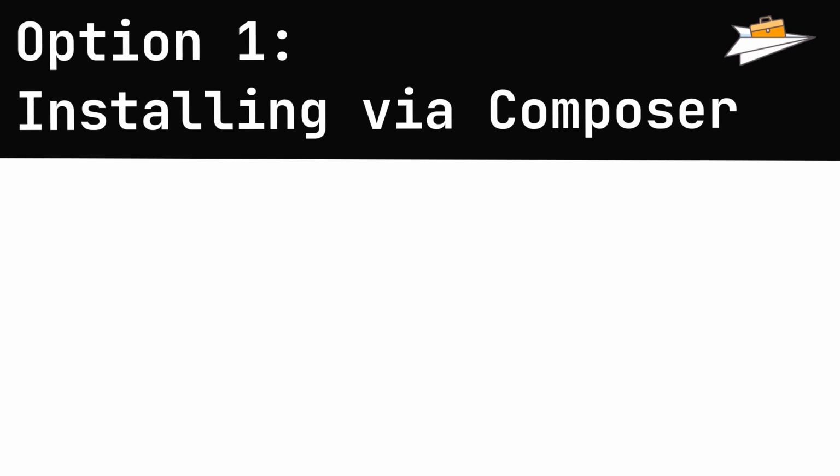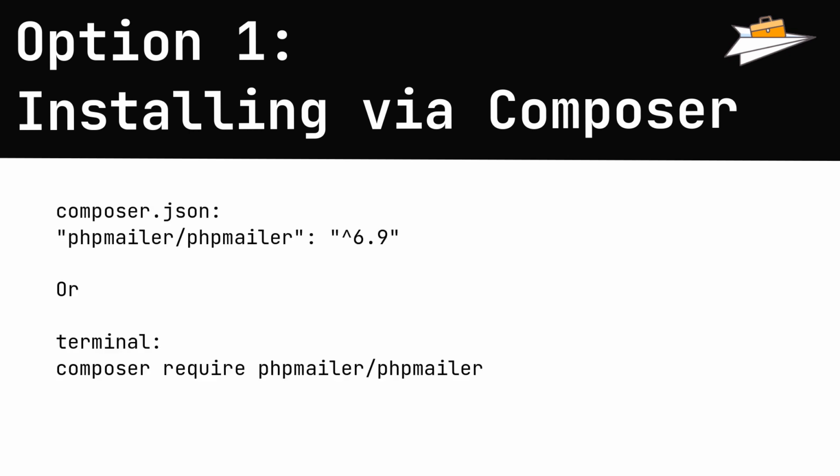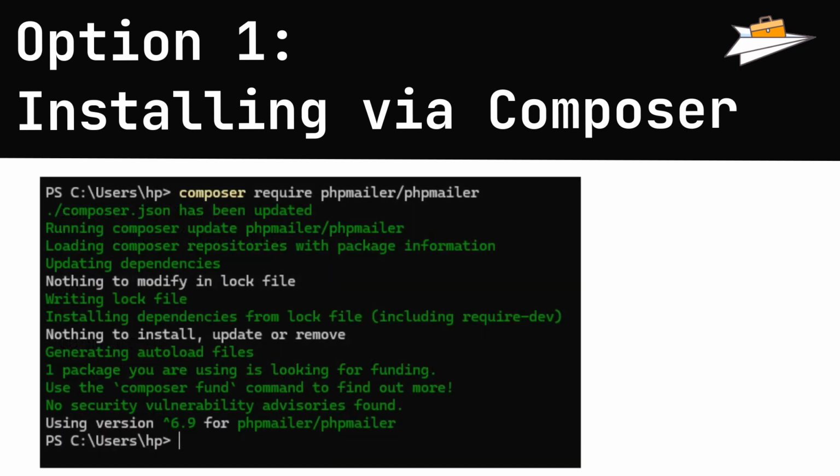Next, navigate to your project folder. You can either add this command to your composer.json file, or just run this one-liner in your terminal. After a few seconds, you'll see a success message confirming that PHPMailer was added to your project.